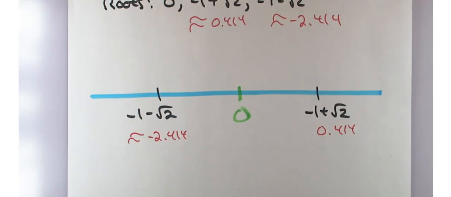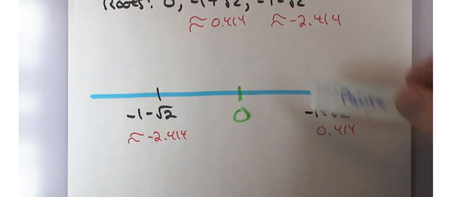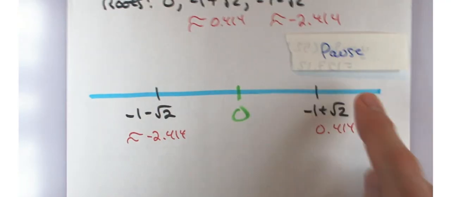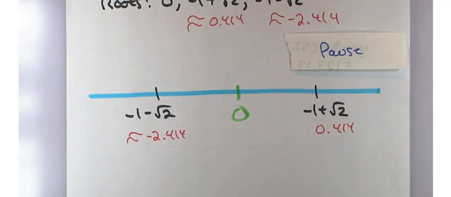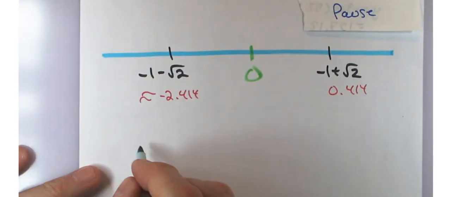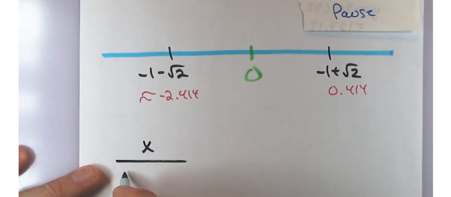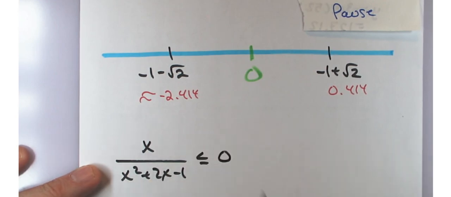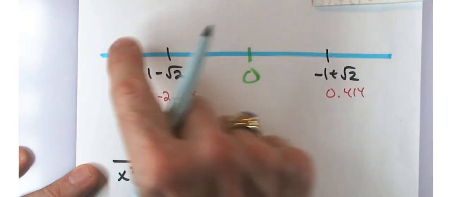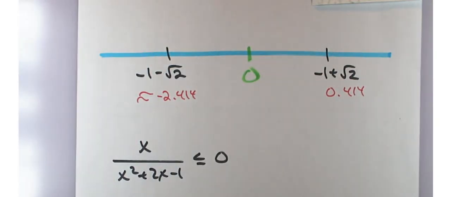If you're watching this later, maybe pause the video and try to come up with the intervals that you're going to use here. Remember, our inequality was a less than or equal to. We're trying to solve where x over x squared plus 2x minus 1 is less than or equal to 0. So what intervals do we want to use here?